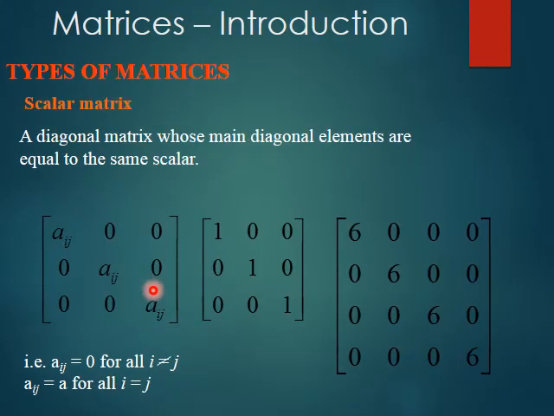Now scalar matrix: a diagonal matrix whose main diagonal elements are equal to the same scalar. A matrix in which the main diagonal elements are equal to the same scalar, the same number, we can call a scalar matrix.